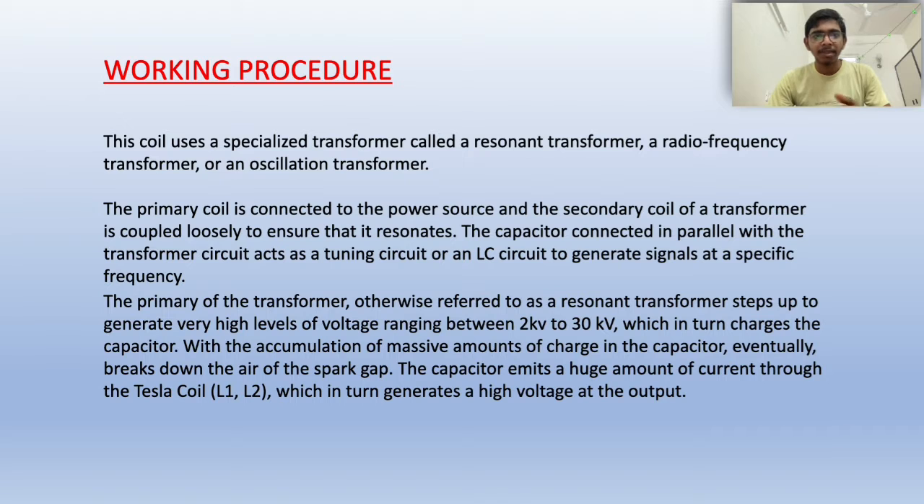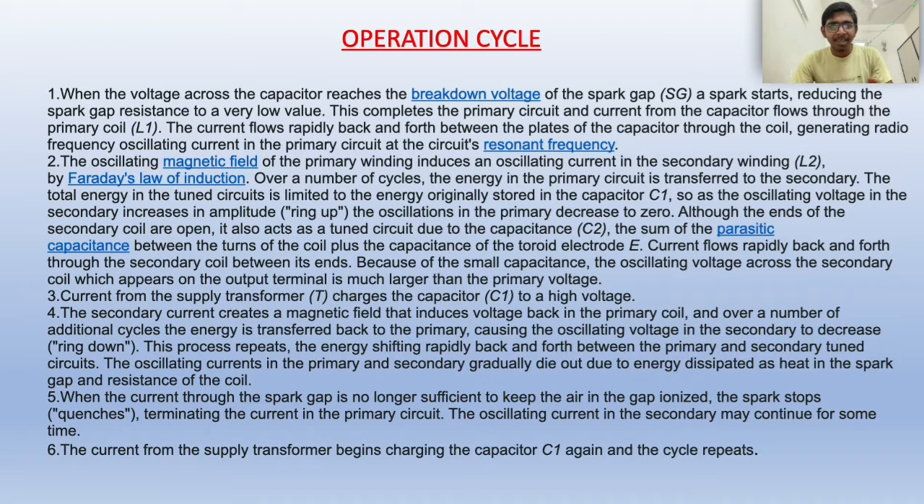Let's have more insight into the working of this wireless power transmission device. When the gas of air between the spark gap is ionized due to the release of large currents from the capacitor, the circuit gets completed and the current flows through the primary coil of our second transformer. There is a rapid back and forth between the plates of the capacitor, generating a radio frequency oscillating current in the primary circuit at the circuit's resonating frequency. You can simply say it's LC or something like that.